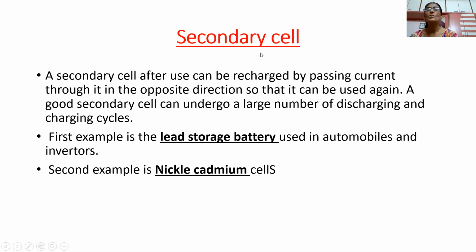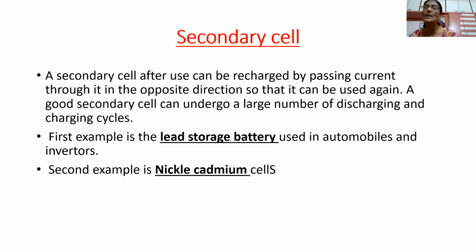Now the secondary cell or secondary battery. What did we call a primary cell? The cell which, when used, becomes dead and cannot be recharged or reused. But a secondary cell can be reused or recharged by passing the current in the opposite direction.